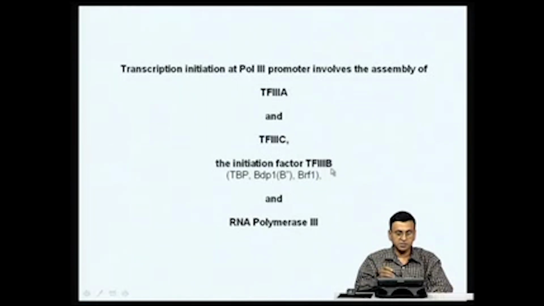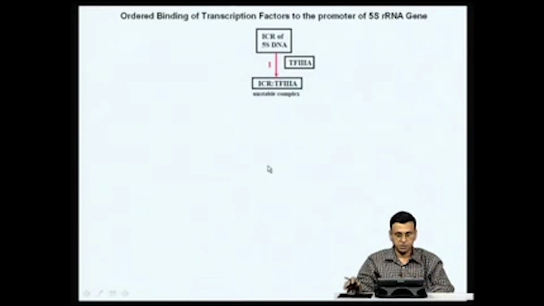For example, TF3B consists of TATA binding protein, BDP1 as well as BRF1. Again, we will not go into the details of the subunit structure of all these transcription factors and their interactions. Suffice it to remember that 3 major transcription factors are required for transcription of the 5S ribosomal RNA gene, namely TF3A, TF3B and TF3C. But in the case of tRNA gene transcription, you require only 2 factors, namely TF3B and TF3C. Of course, RNA polymerase is required in addition to these transcription factors, and assembly of all of them along with RNA polymerase completes the pre-initiation complex formation in Pol III transcription.